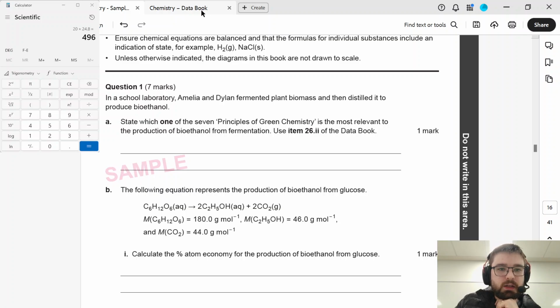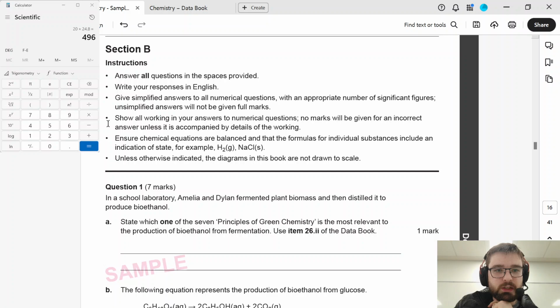Alright. In a school lab, let me just read the instructions. Anything different there? Simplified answers to all numerical questions with an appropriate number of sig figs. Unsimplified answers will not be given full marks. Okay. So I think that just means that if you leave a really unrounded one, then you won't be given a full mark. Show working in your answers. No marks will be given for an incorrect answer unless it is accompanied by details of the working. So at the end of the day, if you've got the right answer for a 3-mark question, then I think they still give you the 3 marks. It's just that showing the working out protects you against losing all of the marks if that value is wrong. Ensure chemical equations are balanced and the formulas for individual substances include an indication of state. Okay, that's always been the case.